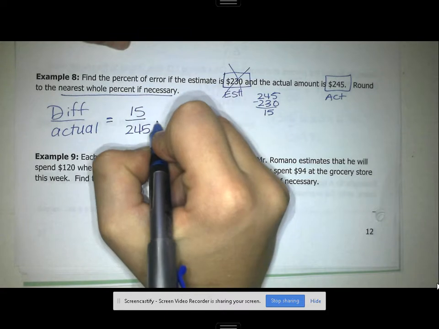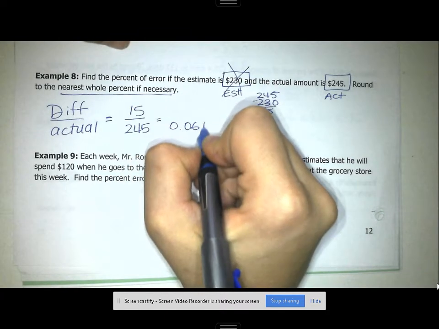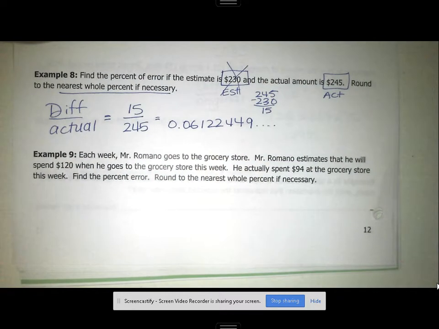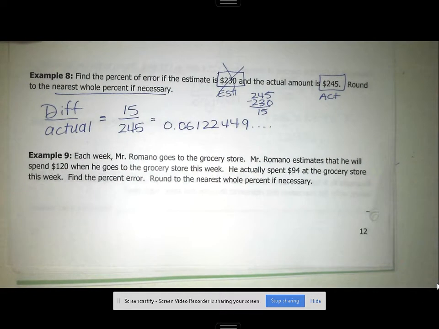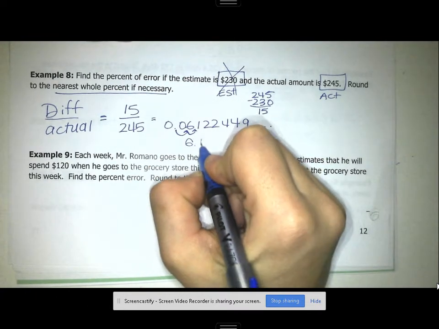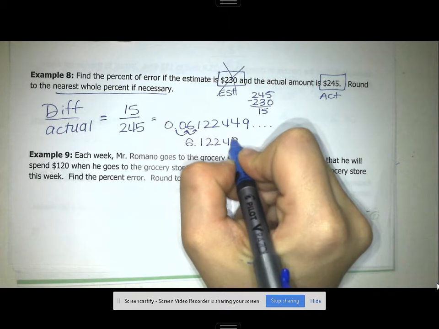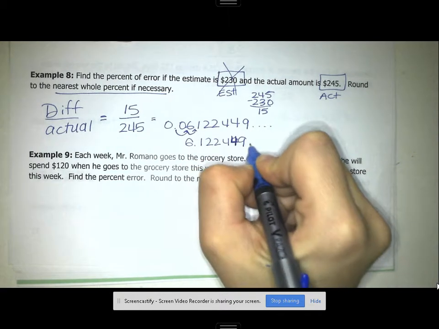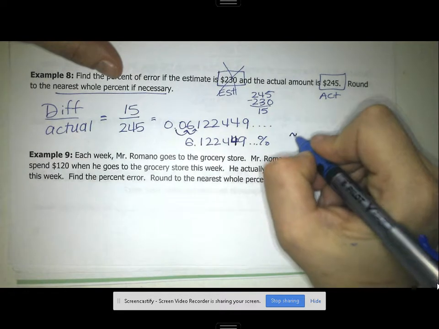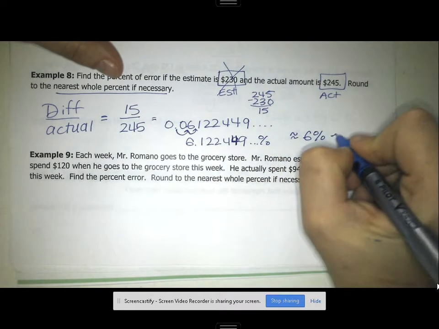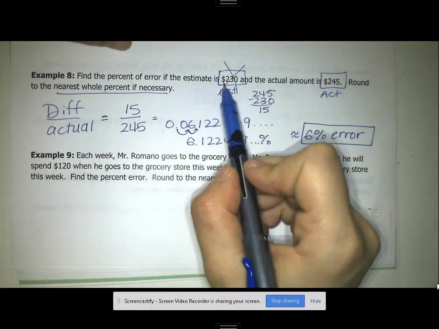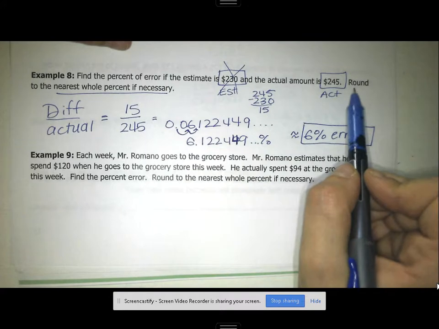If I plug this into my calculator, I get this. All right, so now I need to change it into a percent, then I need to round. So I'm going to move the decimal over twice. So as a percent, it's 6.12249. Okay. And if I need to round it to the nearest whole percent, this is around 6%, and then I label it error, 6% error. So that guess of 230 is around 6% off the actual amount of 245.